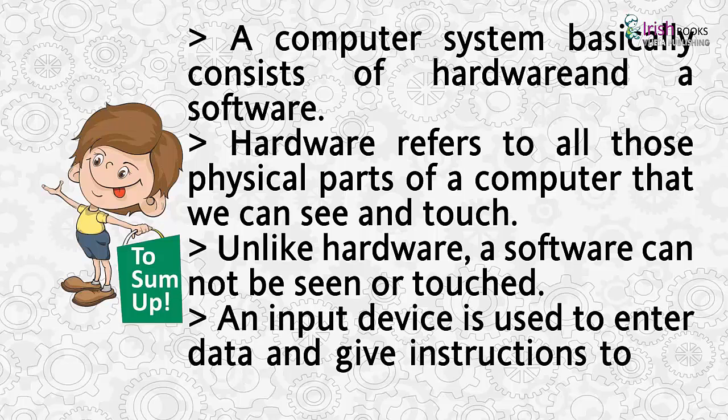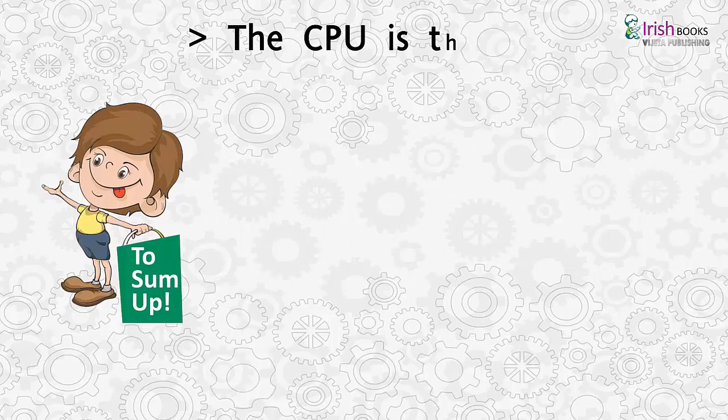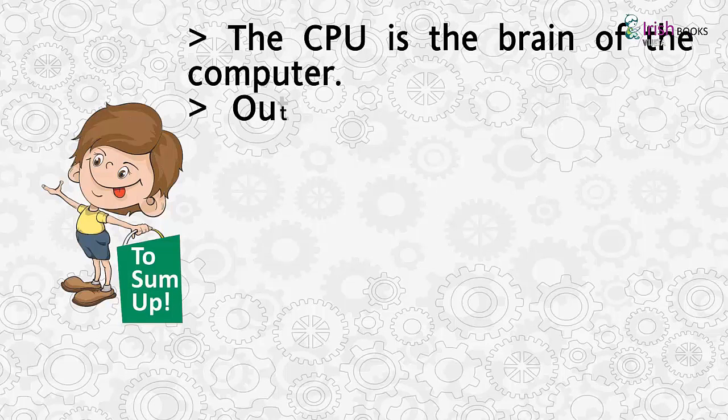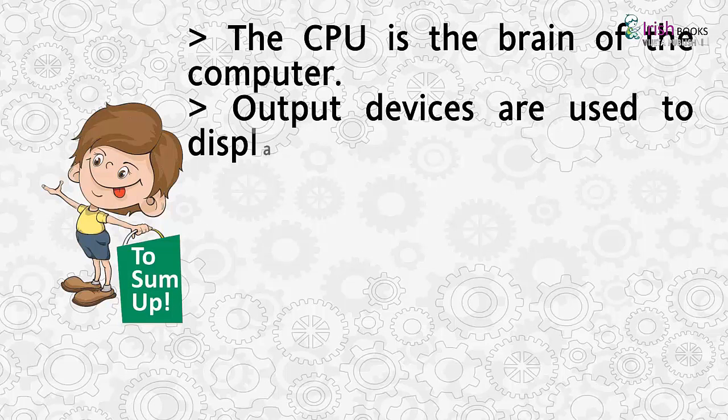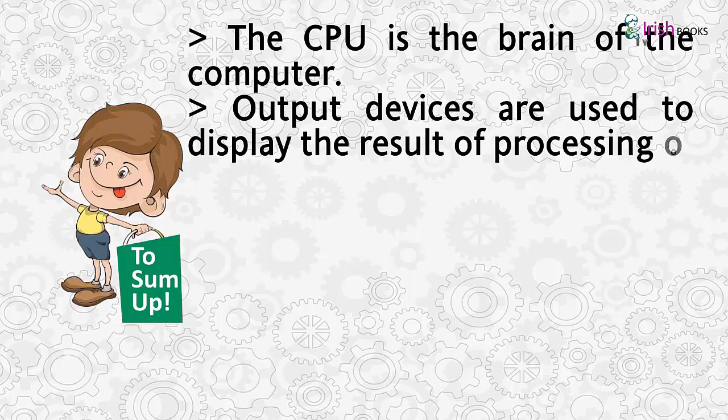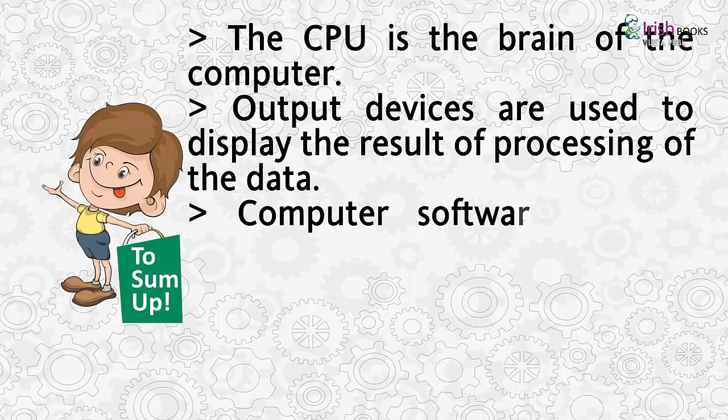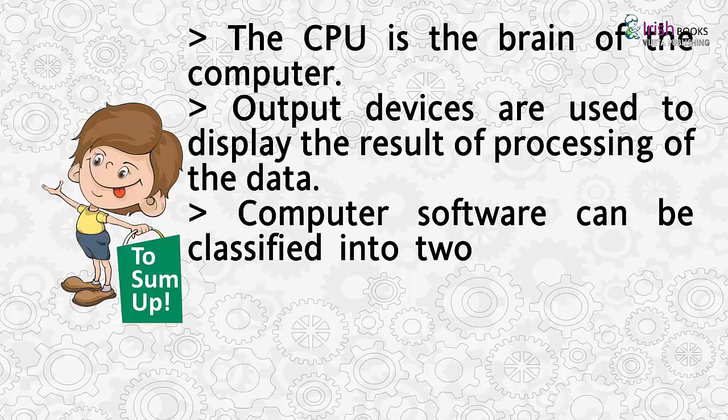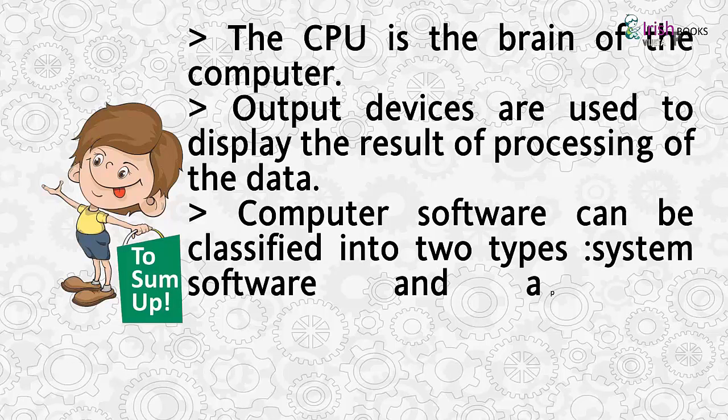An input device is used to enter data and give instructions to the computer. The CPU is the brain of the computer. Output devices are used to display the result of processing of the data. Computer software can be classified into two types: system software and application software.